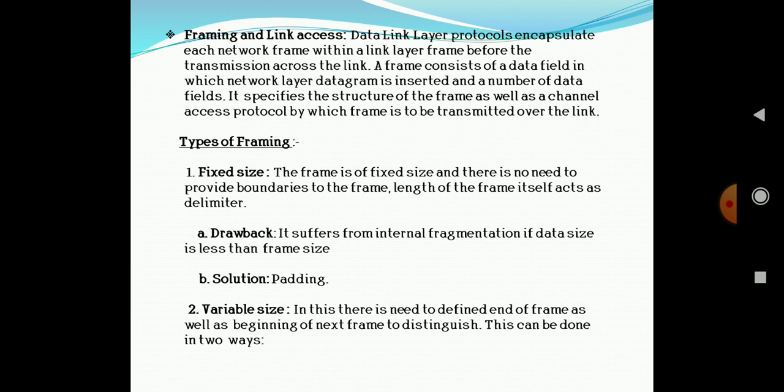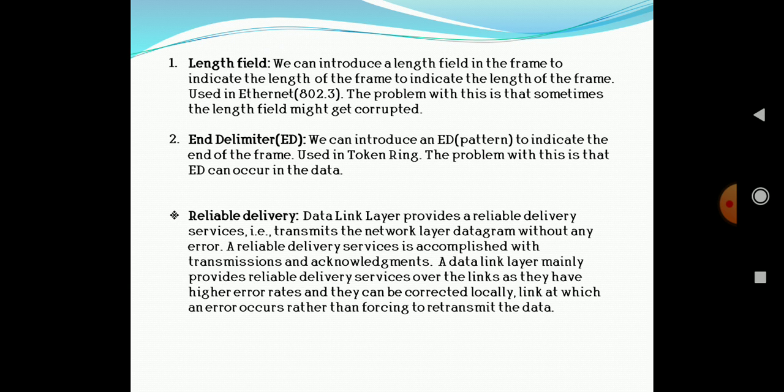The second type of framing is variable size. In this there is need to define the end of frame as well as beginning of next frame to distinguish. This can be done in two ways. The first one is length field. We can introduce a length field in the frame to indicate the length of the frame. Used in Ethernet. The problem with this is that sometimes the length field might get corrupted. The second one is ED, that is end delimiter. We can introduce an ED, that is a pattern, to indicate the end of the frame. Used in token ring. The problem with this is that ED can occur in the data.